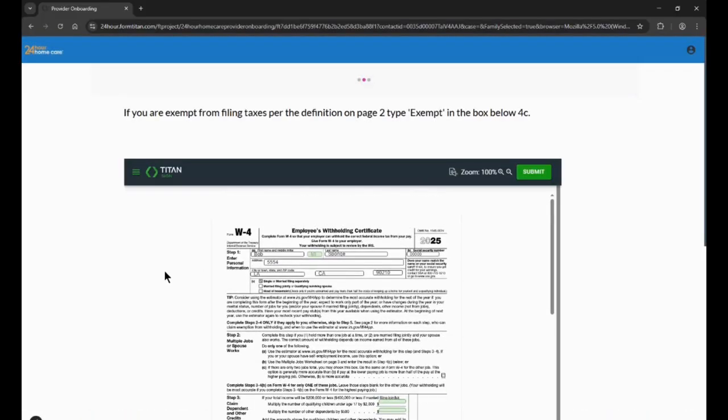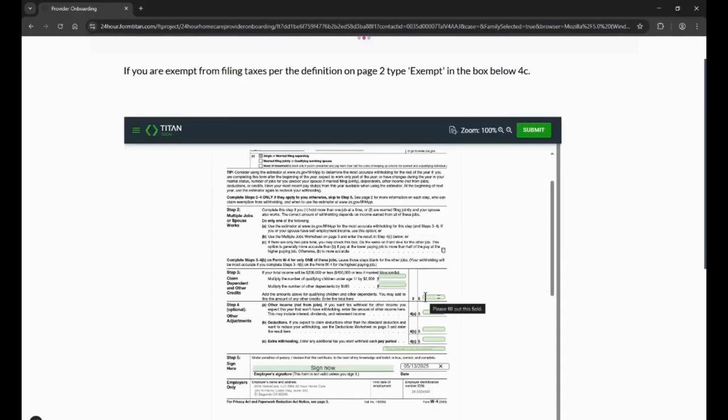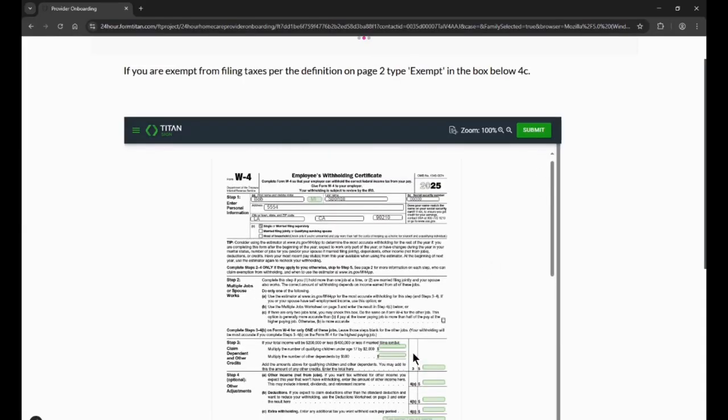the full W-4 form. If you wish to claim as exempt for withholding of taxes, please enter 0 for step 3 and type exempt in this box here below 4C. You will then sign your form and submit. To proceed with withholdings, please follow along.